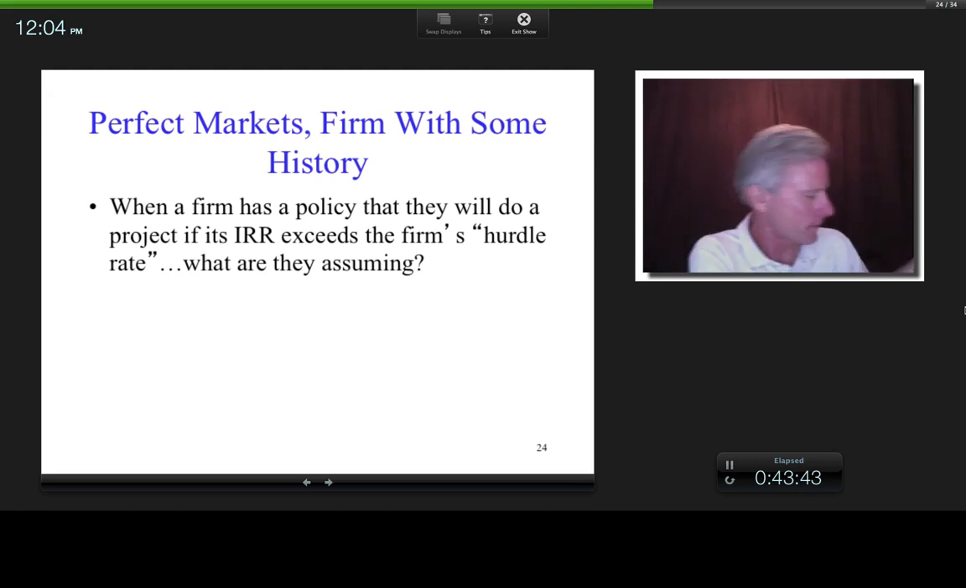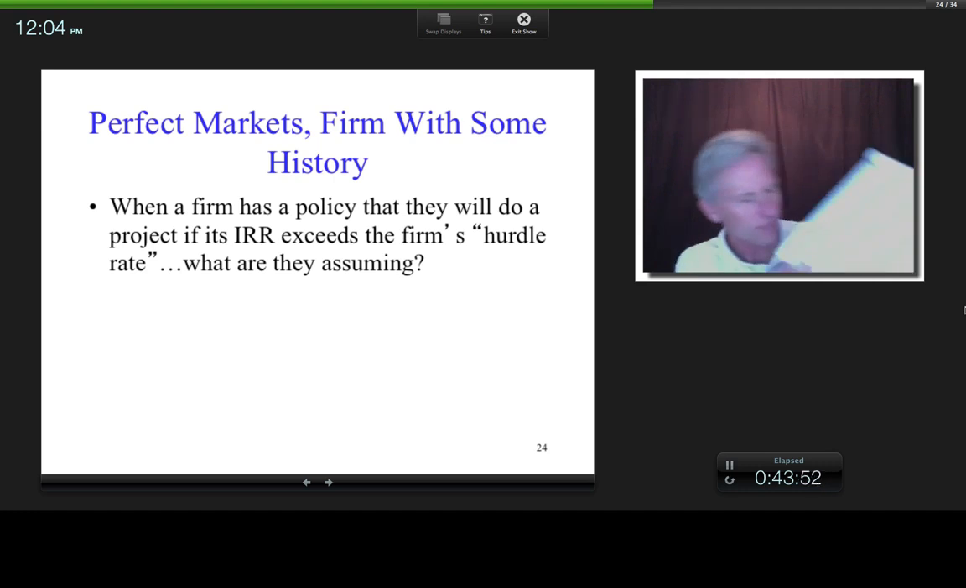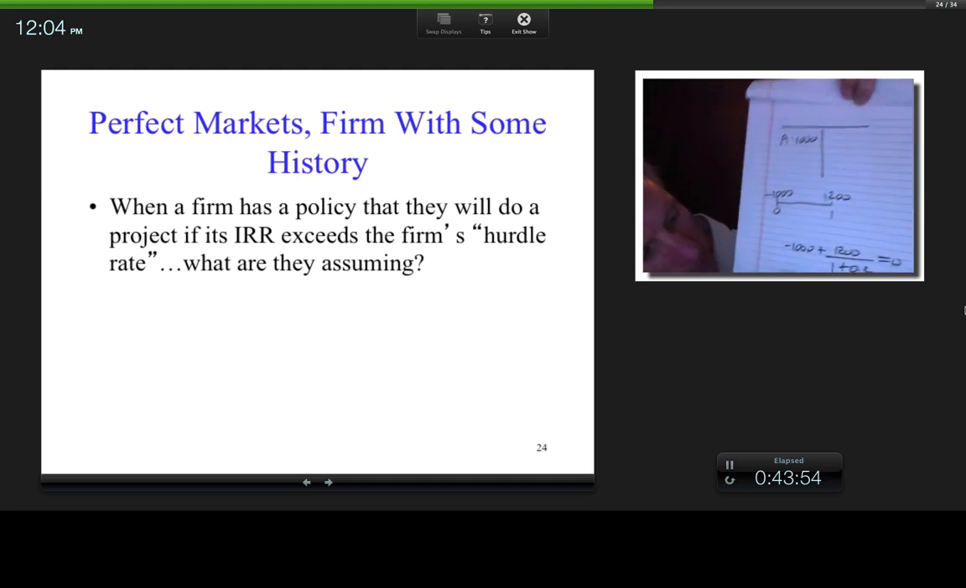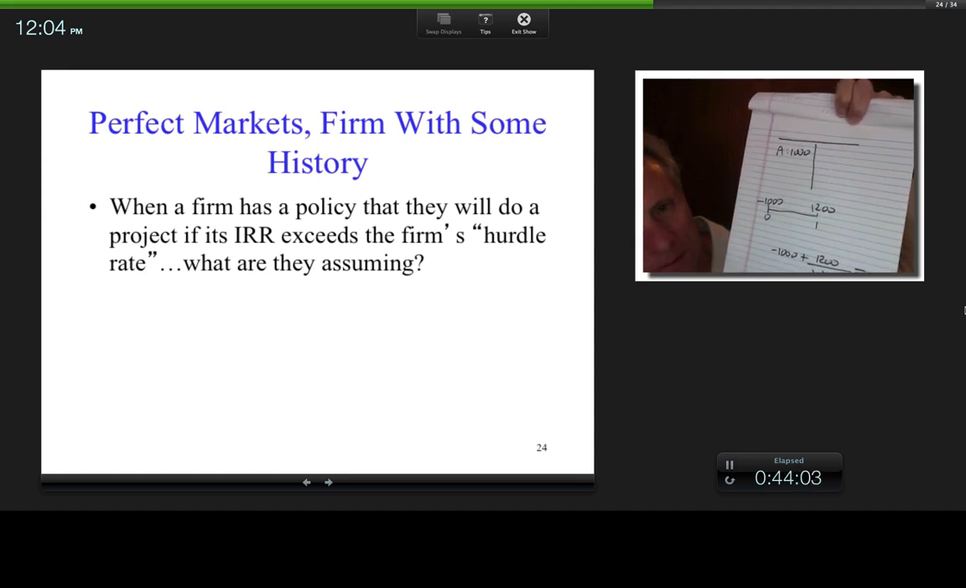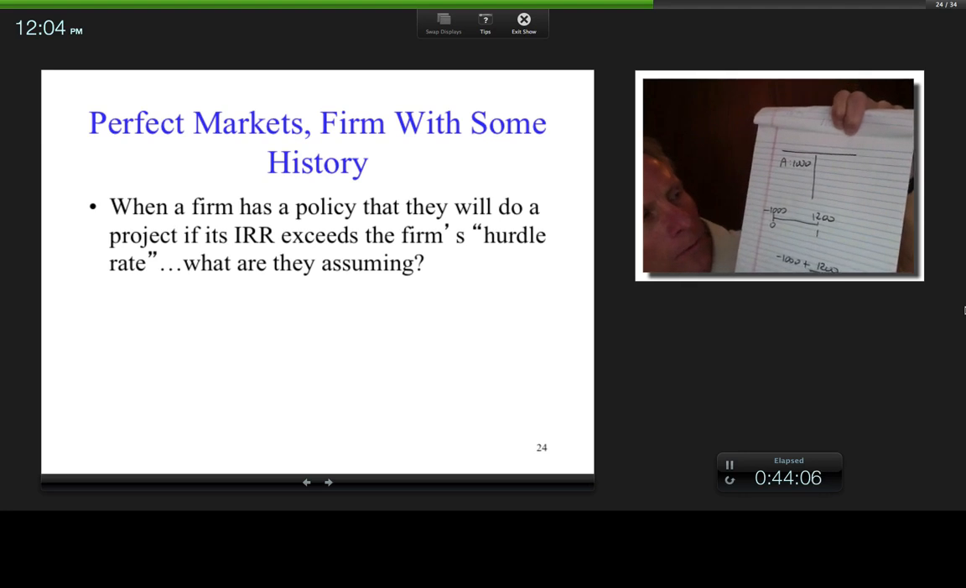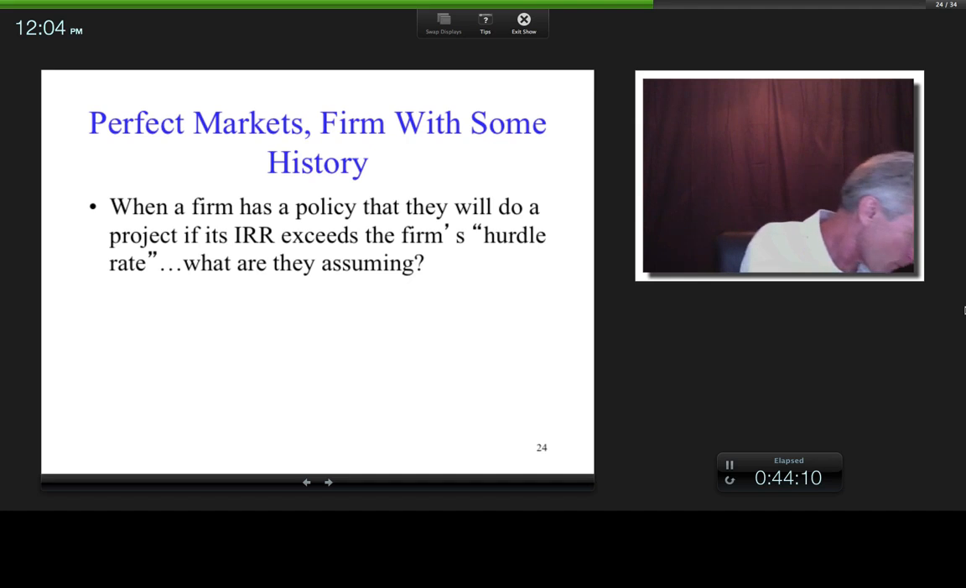I'll show you real quick. Minus 1,000 plus 1,200 over 1 plus 0.2 equals 0. Okay, minus 1,000 plus 1,200 over 1 plus 0.2 is 0. So this 0.2, that's basically the internal rate of return. So essentially, what will happen is some companies will say, all right, well, hey, the internal rate of return of that is 20%.